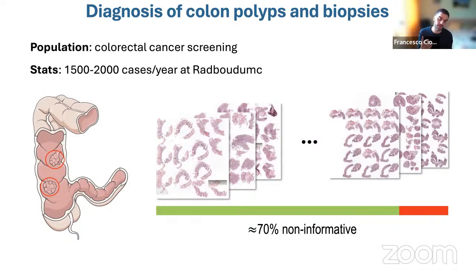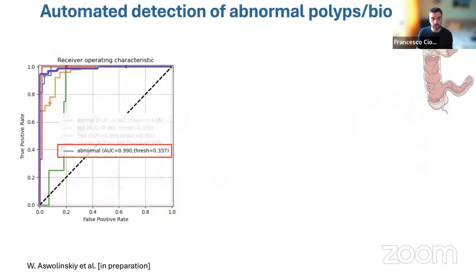So we thought, okay, can we have a way to pre-read or pre-screen these polyps and biopsies before they get to the pathologist and maybe focus on the remaining 30% here, which is the clinically relevant part because it contains some abnormality and potentially cancer. So we developed a ConvNet to essentially detect abnormal cases among all cases. And this is, again, the ROC curve of the system that we got. Actually, very recently, we are still working on the paper.